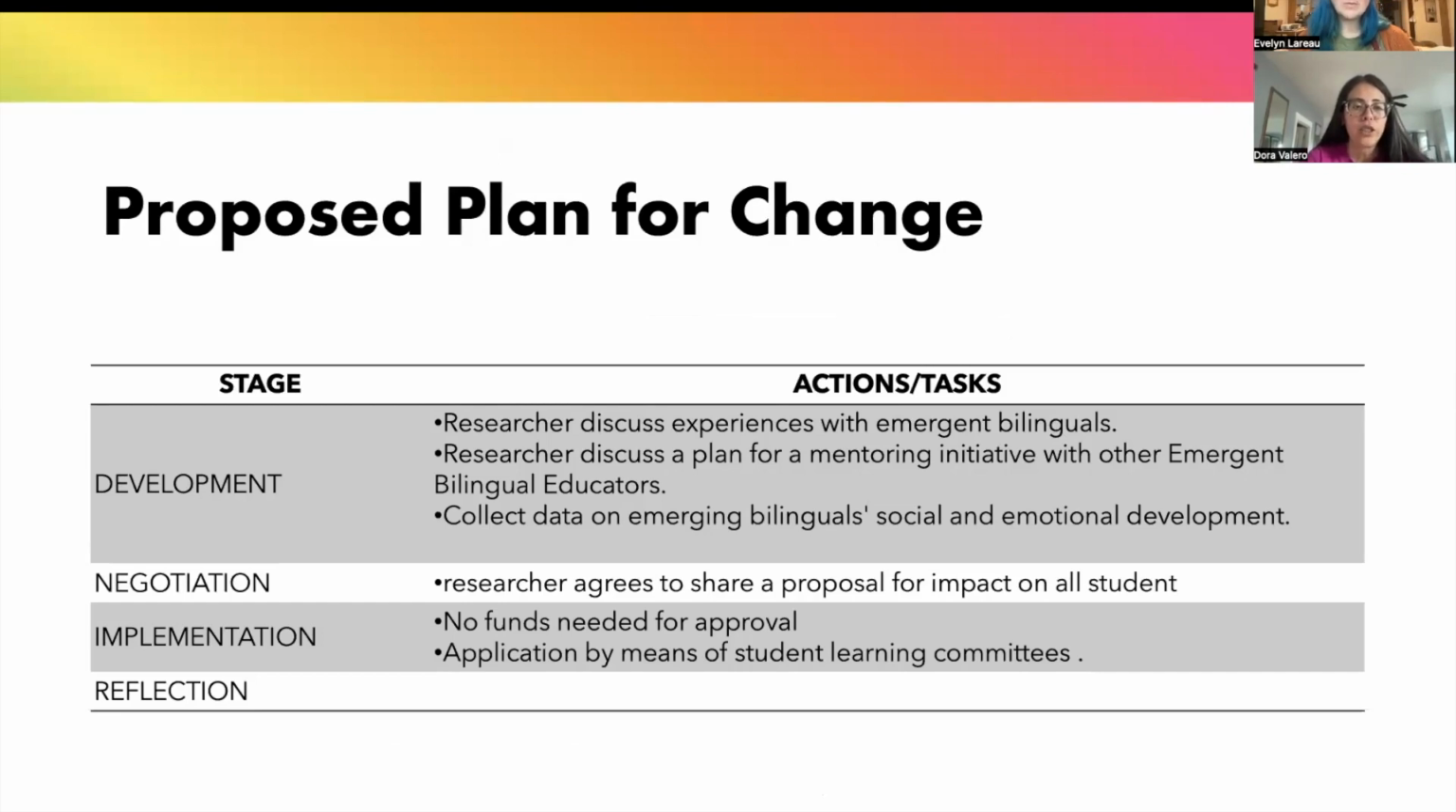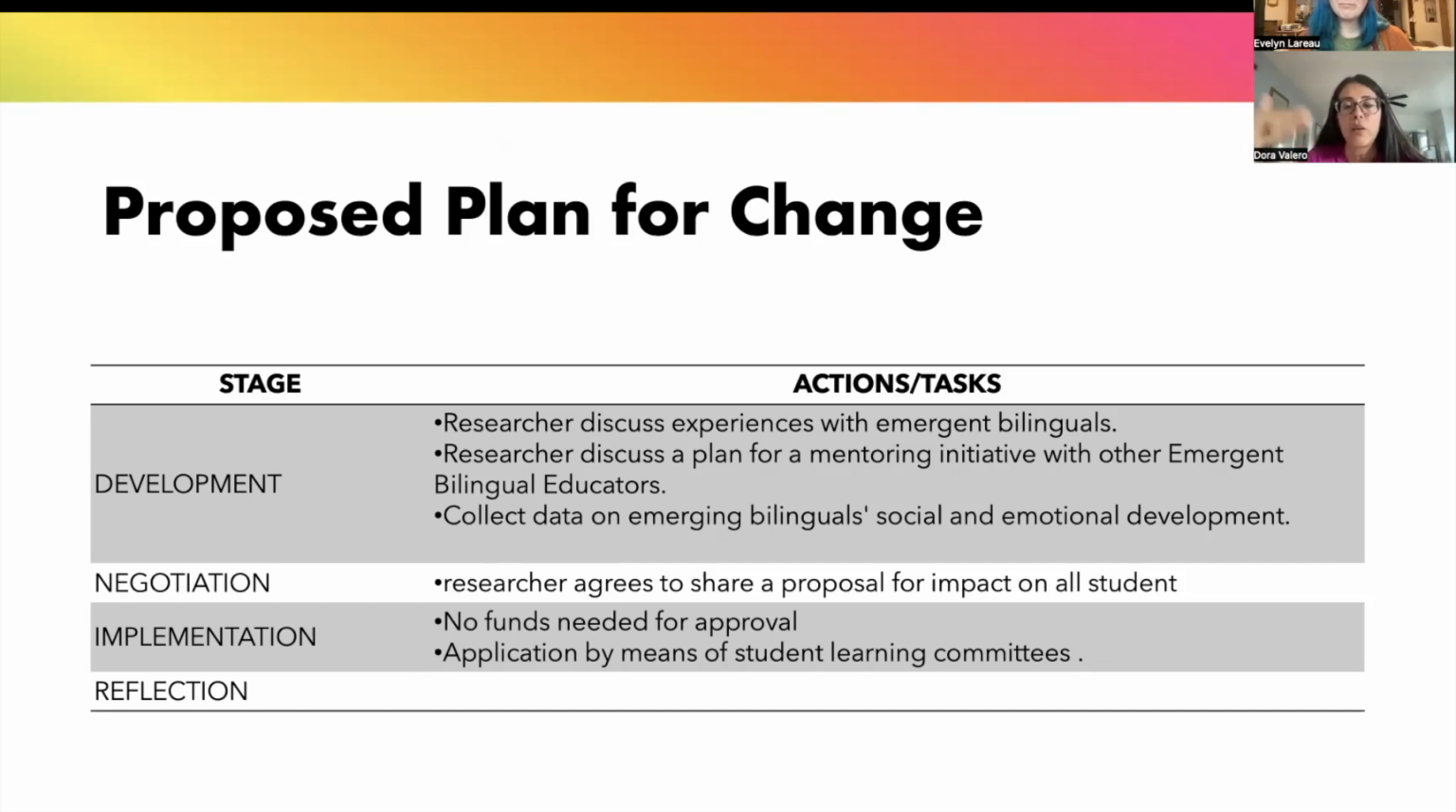Okay, so the stages are development. In development, the researcher discusses experience with emergent bilinguals. Researchers discuss a plan for a mentoring initiative with other emergent bilingual educators. They collect data on emergent bilingual social and emotional development. We do like a check-in. We do have a program where it asks, how are you feeling today? And it's just an emoji in case they can't really read English yet. So at least they could tell us how they're feeling that day.